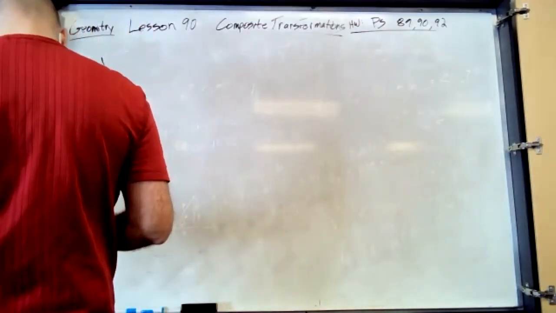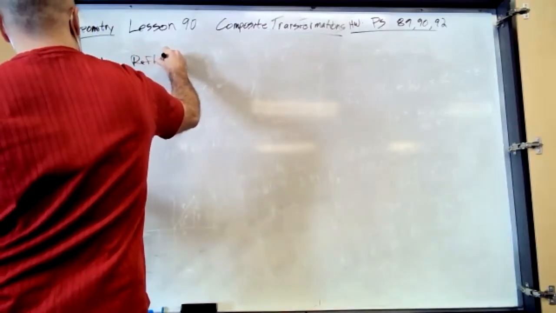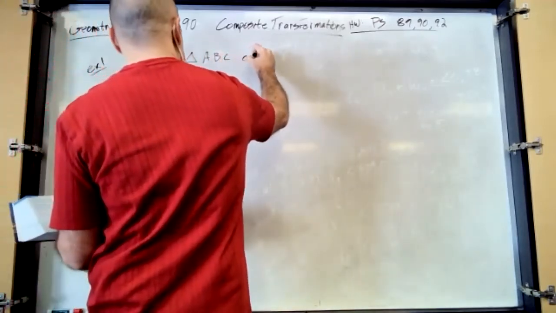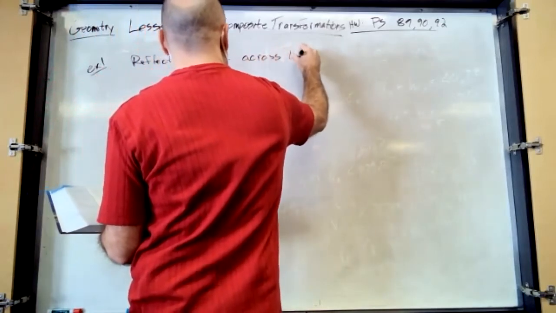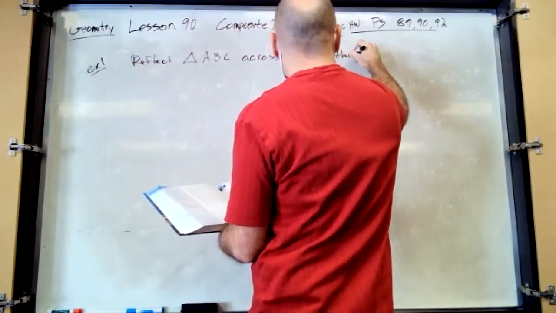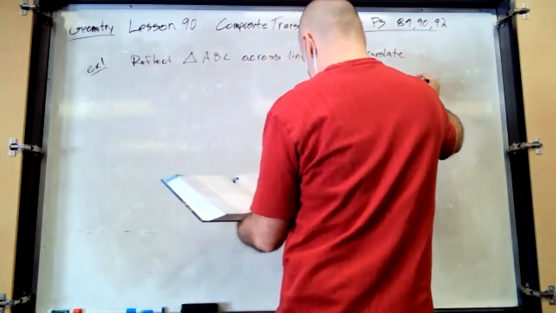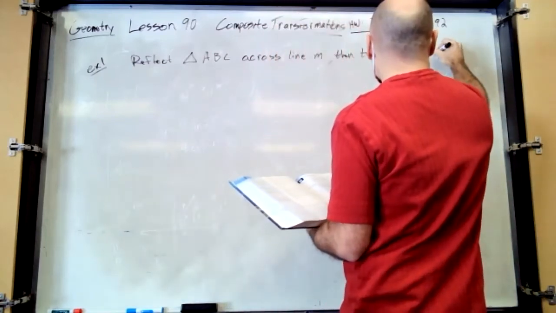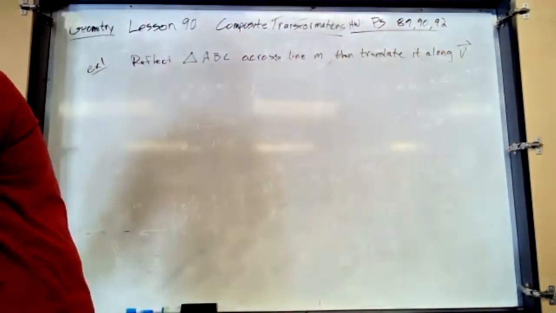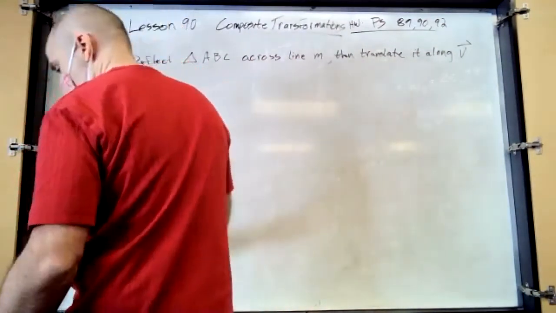Okay, so reflect triangle ABC across line M, then translate it along vector V. Okay, so obviously you're going to need some more information. They give you a diagram. Okay, so here is a triangle.